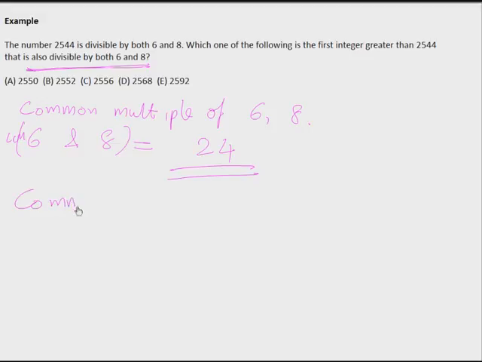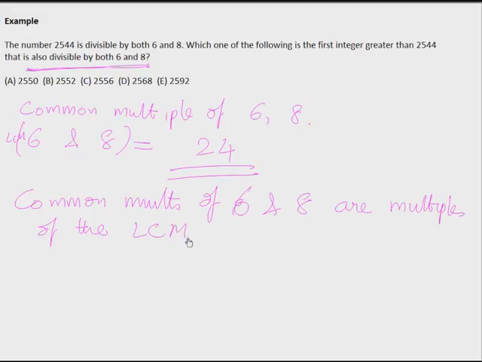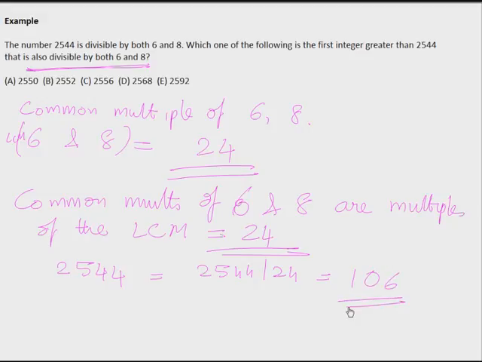Remember this. Common multiples of 6 and 8 are multiples of the LCM. So we've been told that 2544 is a common multiple. So we know that it's a multiple of 24. We can actually verify that. You can quickly divide 2544 by 24. 2544 divided by 24 will give me 106. So yes, it is a multiple of 24.